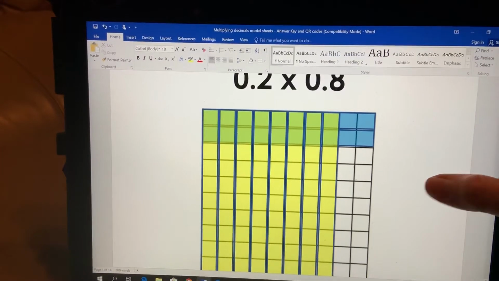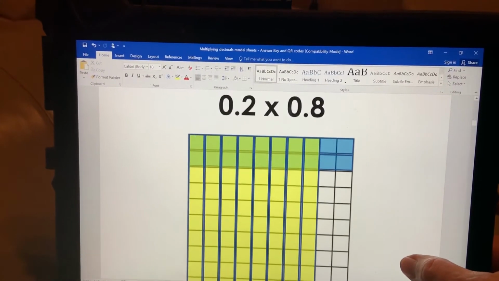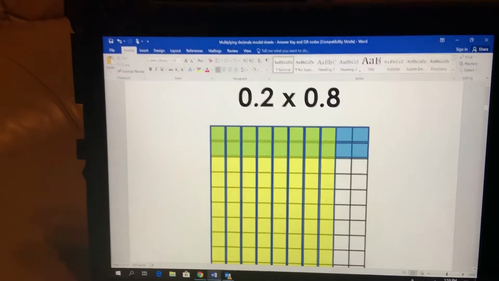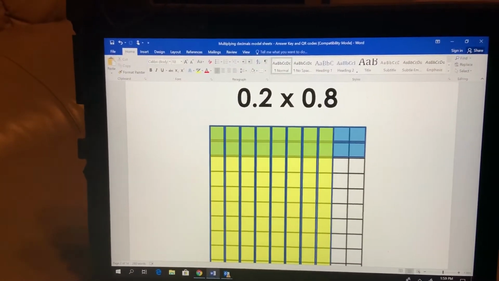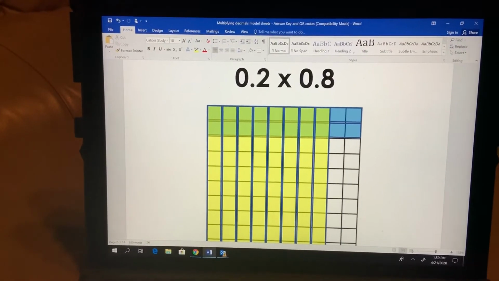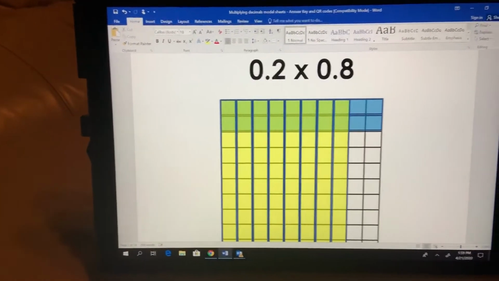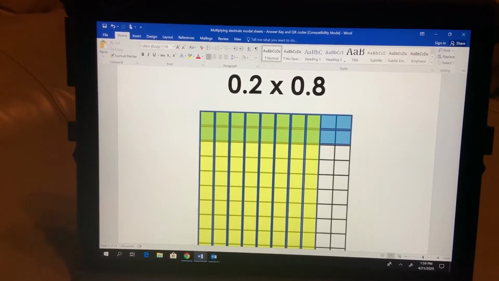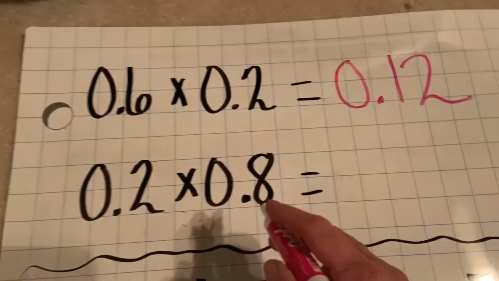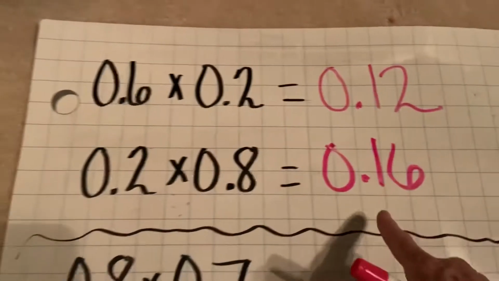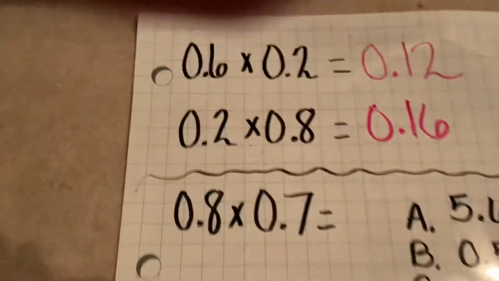Here is 2/10, and this time the 2/10 is going to be blue horizontal, 2 rows shaded in out of a total of 10 rows. And then the other way, 8/10, that shows our vertical yellow. So 2/10 times 8/10 equals, what's the overlapping area? 16 hundredths. So I will write that here. 2/10 times 8/10 equals 16 hundredths. And again, this product is smaller than both of the factors.